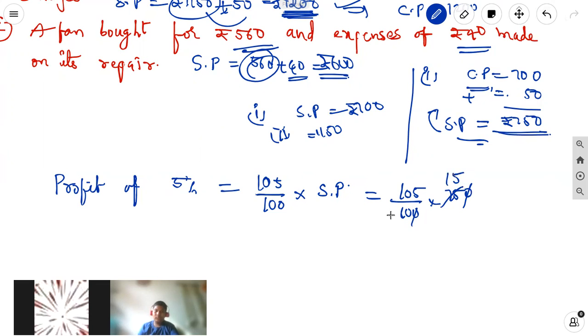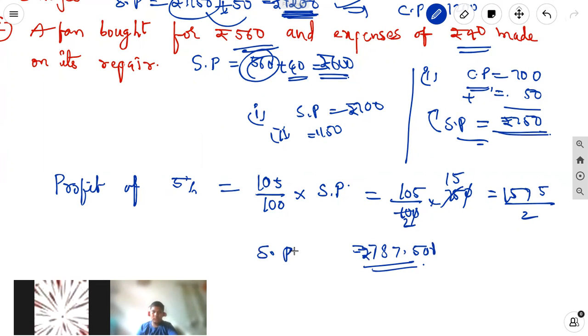5 ones are 5, 5 fives are 25, 5 twos are 10. It is equal to 15 fives are 75, 7, 15 ones are 15 by 2, is equal to 2 sevens are 14, 2 eights are 16, 2 sevens are 14.5. So 787.50 rupees. This is the selling price after 5% of the profit. Okay, this is the first one, after percentage.